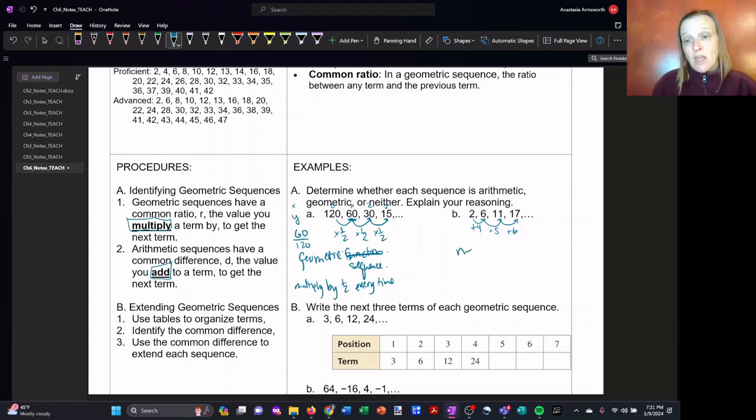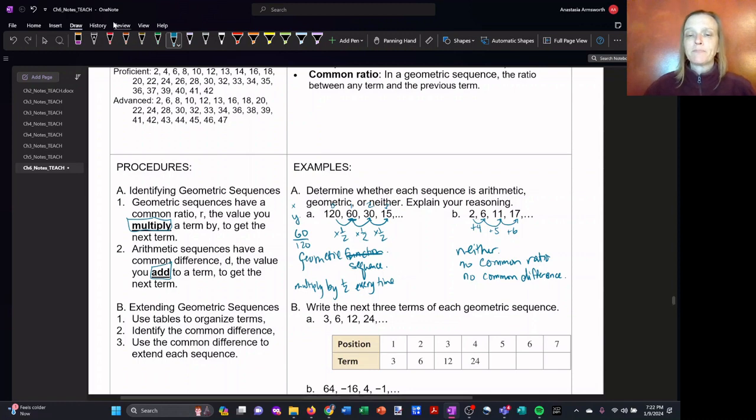This is actually neither. There is a pattern here. I seem to be adding one more each step of the way, but it's not a geometric sequence and it's not an arithmetic sequence. Not to say that there isn't a pattern. It just doesn't follow one of those two core sequences that we've learned so far or that we're learning now. There's no common ratio, so it's not a geometric function. And there's no common difference, so this is not an arithmetic function.